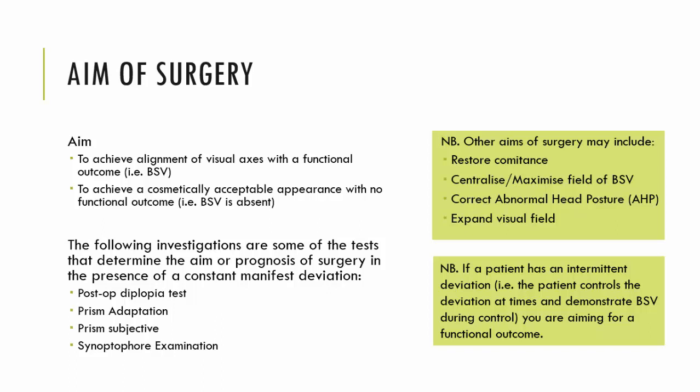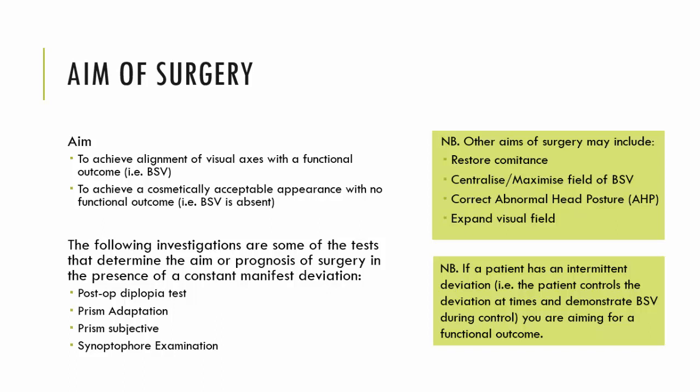Now you're aware that we can perform surgery on the extraocular muscles to achieve alignment of the visual axis. When a surgeon performs surgery on these extraocular muscles, one of two things is going to happen. One is we're only going to achieve a cosmetic outcome, whereby the angle of the deviation will be improved, but the patient will not have gained BSV. The other alternative is that the patient will have an improvement in the alignment of the visual axis and will gain BSV. That's a functional outcome.